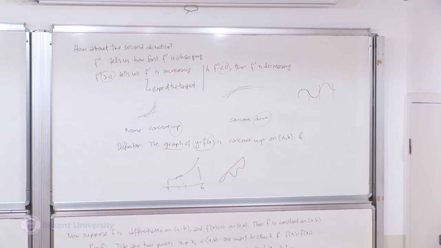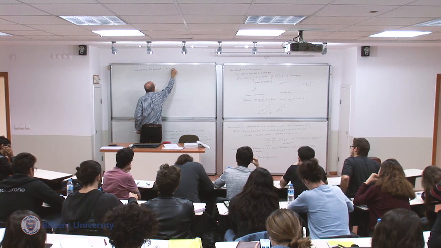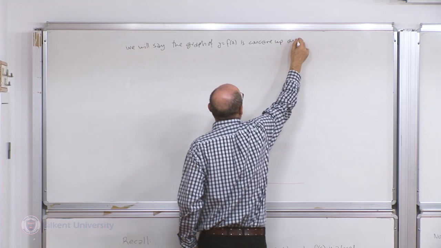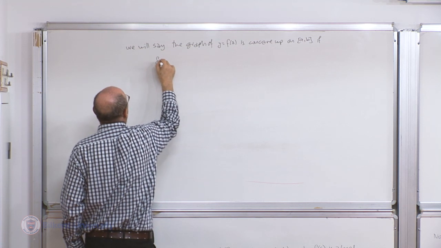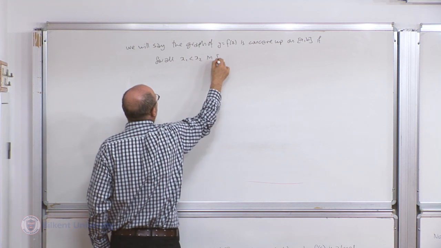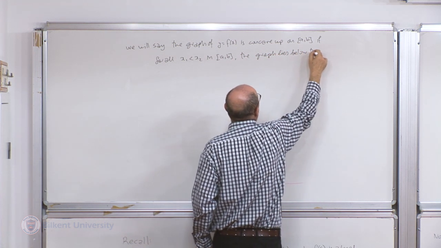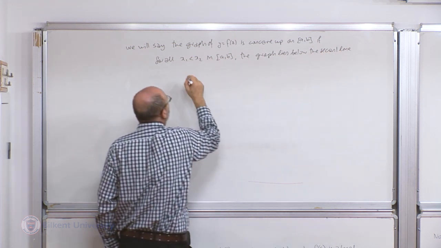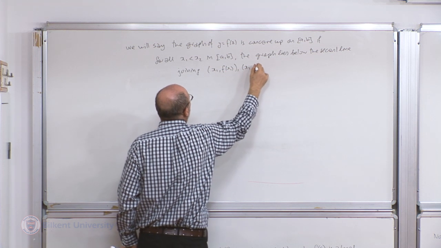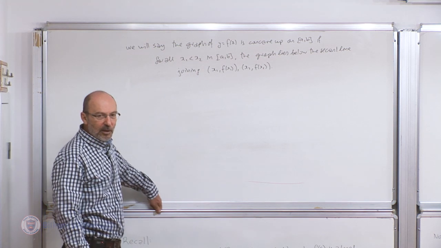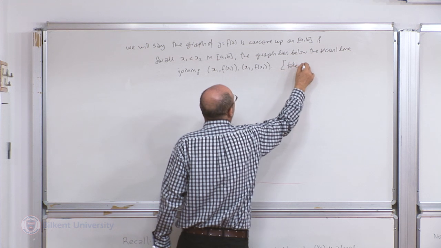Okay, so we will say the graph of y equals f of x is concave up on the interval AB if, for all x1, x2 in AB, the graph lies below the second line joining x1, f of x1 and x2, f of x2. Okay, so now that makes sense. We also say f is continuous for this to hold. So take f continuous.